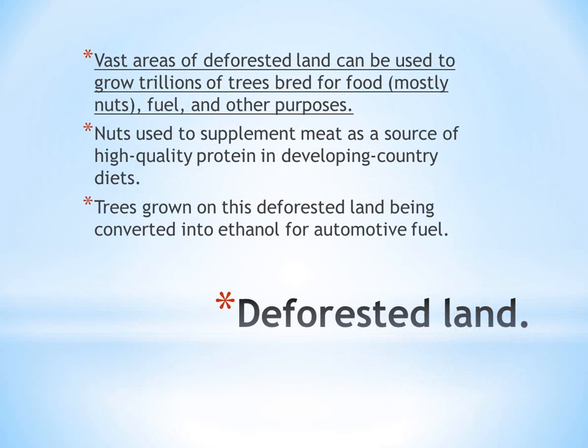Deforested land. Vast areas of deforested land can be used to grow trillions of trees bred for food, mostly nuts, fuel, and other purposes. Nuts used to supplement meat as a source of high-quality protein in developing country diets. Trees grown on this deforested land are being converted into ethanol for automotive fuel.